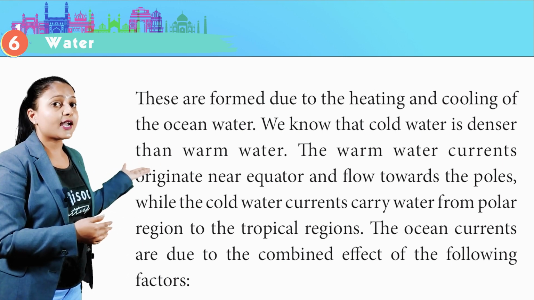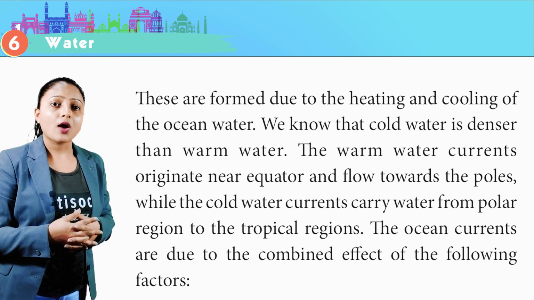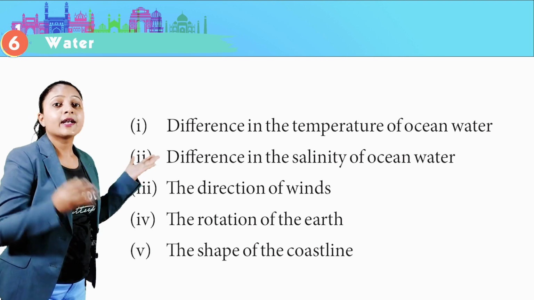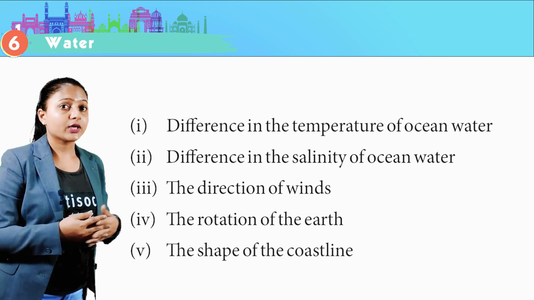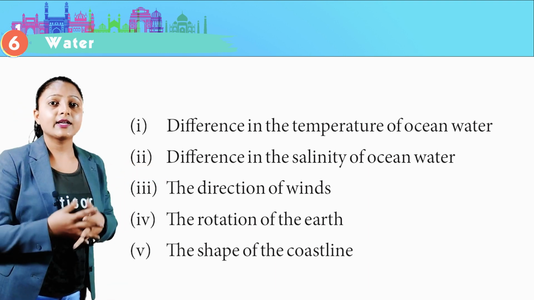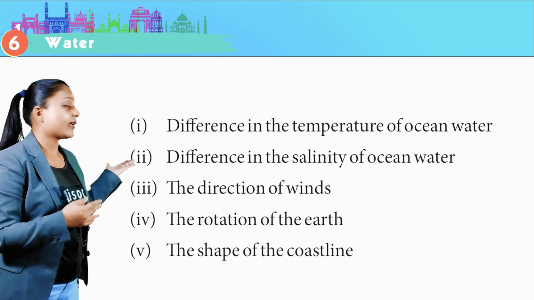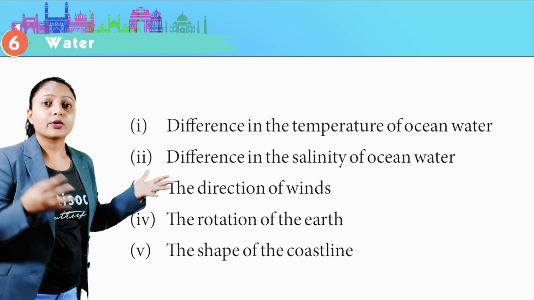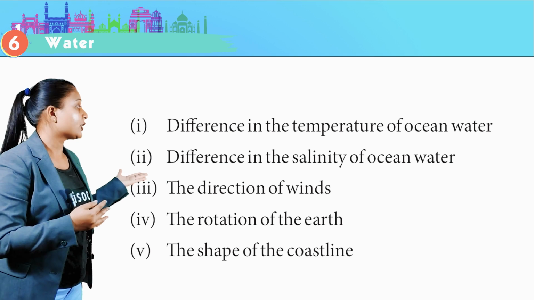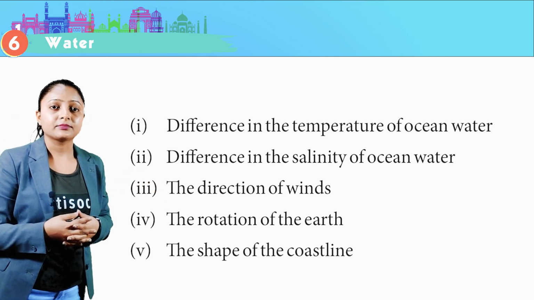The ocean currents are due to the combined effect of the following factors. First, difference in the temperature of ocean water. Second, the salinity of ocean water. Third, the direction of winds. Fourth, the rotation of the earth. Fifth, the shape of the coastline.